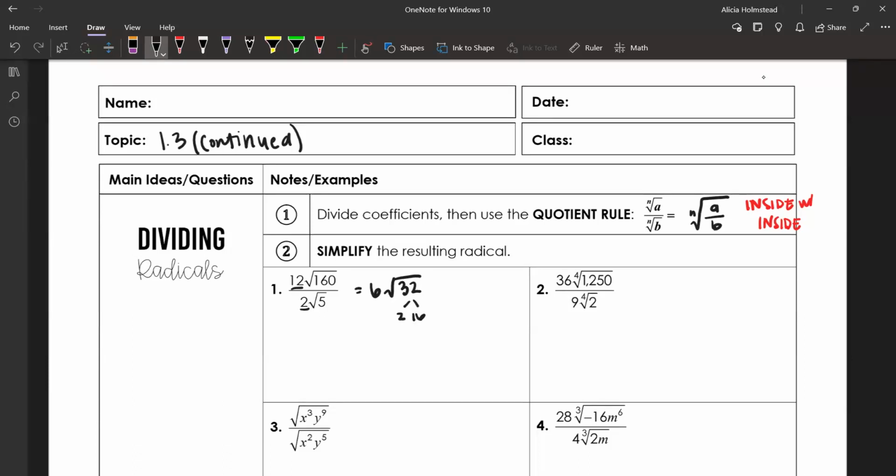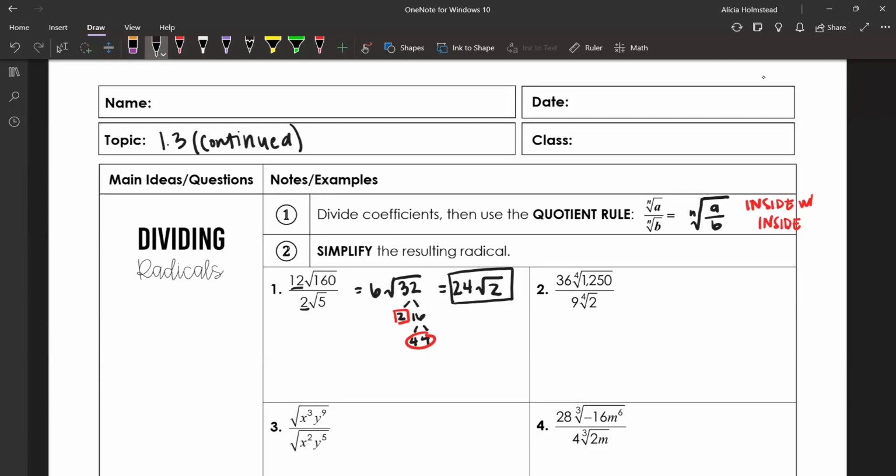32 is 2 and 16. 16 is 4 and 4. I'm going to stop there since we're looking for groups of 2 things. 2 4s with the 2 left over. So we'll pull out the 6 times the 4, which is going to be 24. And then the 2 is left inside of our radical. So that whole expression simplifies to 24 square root 2.